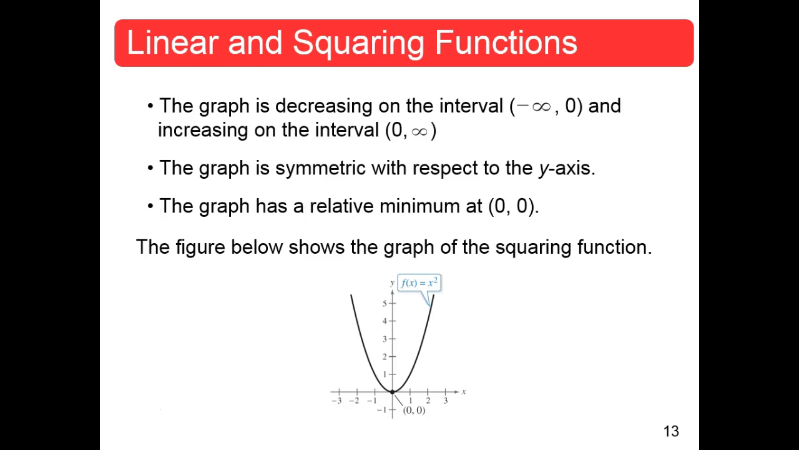All right. Is there any symmetry in that graph? Okay, symmetric about the y-axis, which is the same as saying what? It's an even function. Very good. Does it have any intercepts? 0, 0. 0, 0 is the x-intercept. 0, 0 is the y-intercept. That's the only one. And that happens to be a relative minimum because it's less than all the other points around it. There's the graph of the squaring function. Does that make sense? All right.